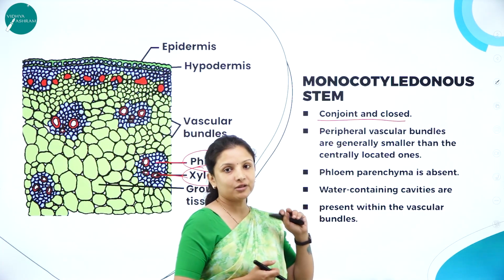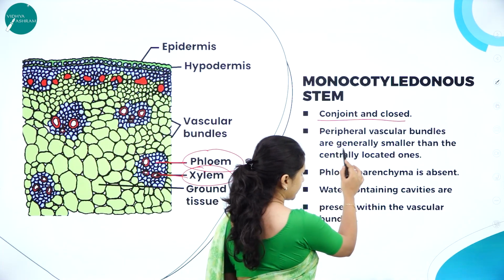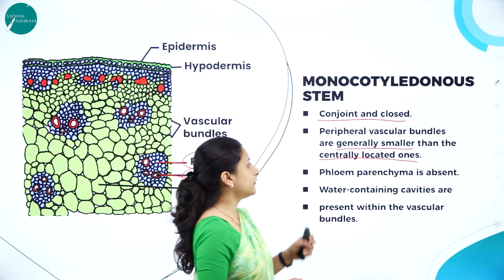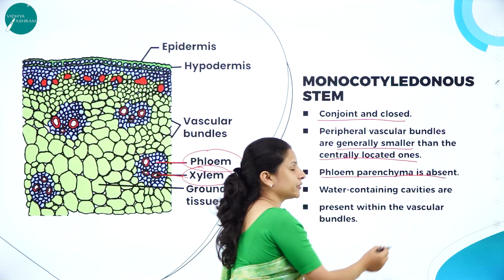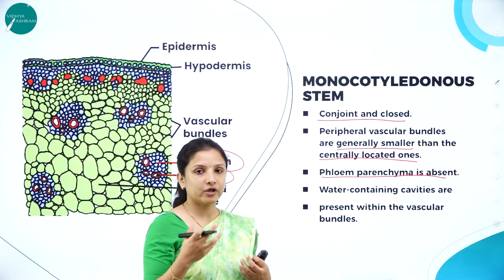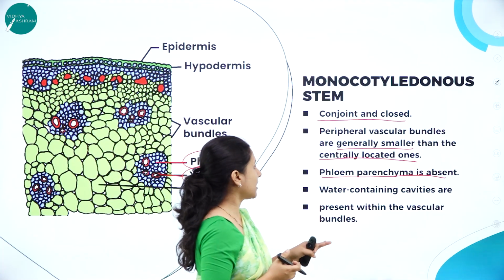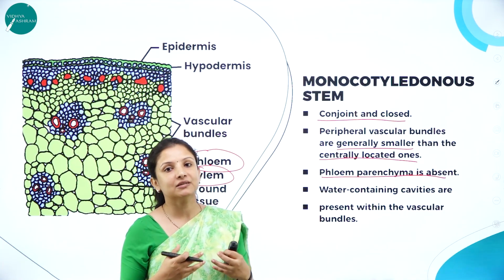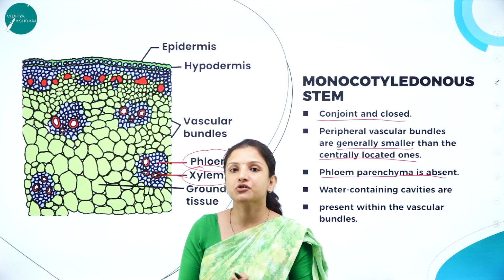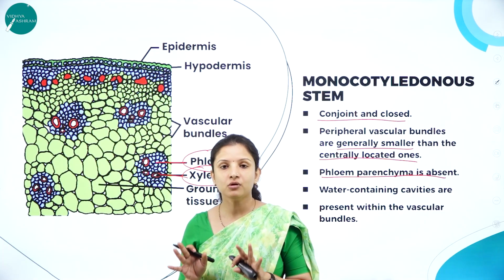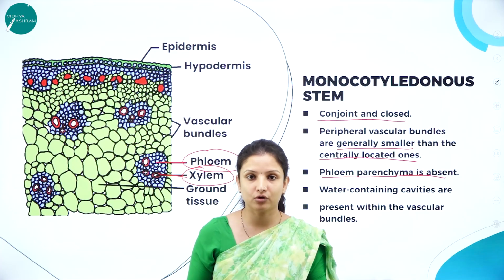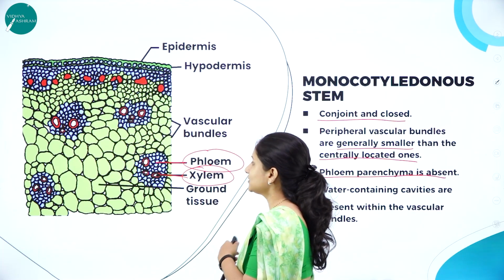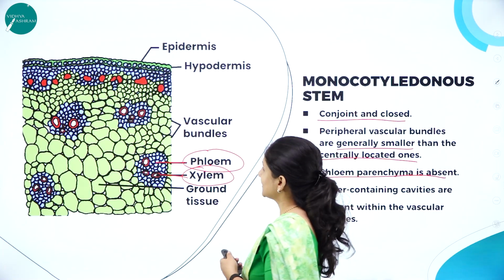And as told, the peripheral vascular bundles are generally smaller when compared to the ones located at the center, and phloem parenchyma is absent because the phloem is not surrounded by parenchyma. Instead, they have water containing cavities within the vascular bundle, which you don't find in the dicot stem. So the vascular bundles in the monocot stem have water filled cavities between them. So this is about the monocot stem.